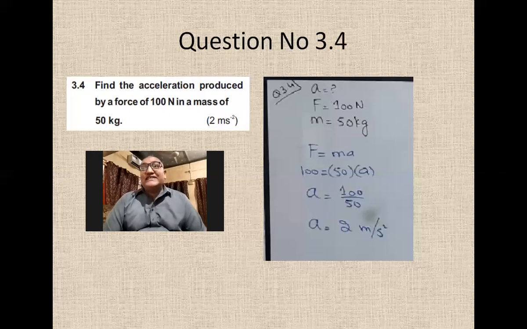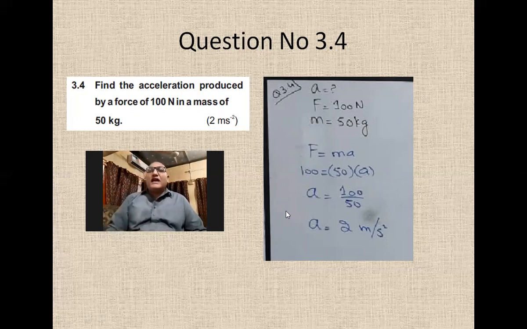According to Newton's second law of motion, the mathematical form is F equals ma, and so the resultant force is equal to the applied force. So F will be equal to 100 Newton, and m is 50 kg. The a is the question. Just substitute those values in that formula. So we will have 100 equals 50a. This 50 is multiplying with a, so it will go to the other side, it will divide.